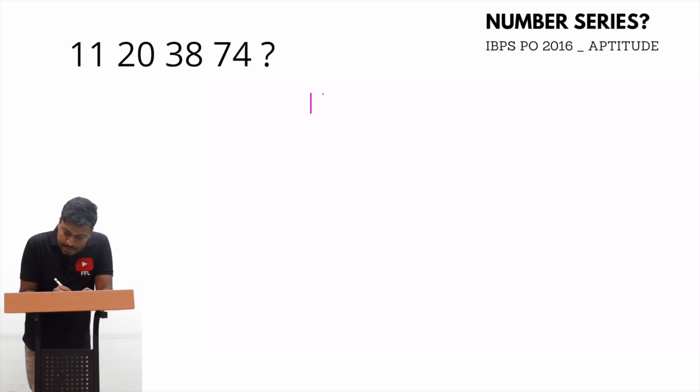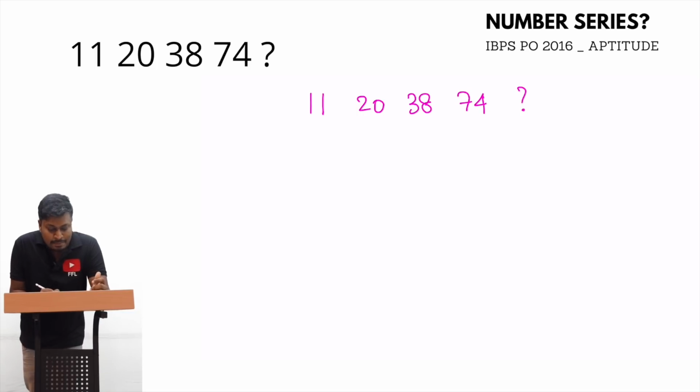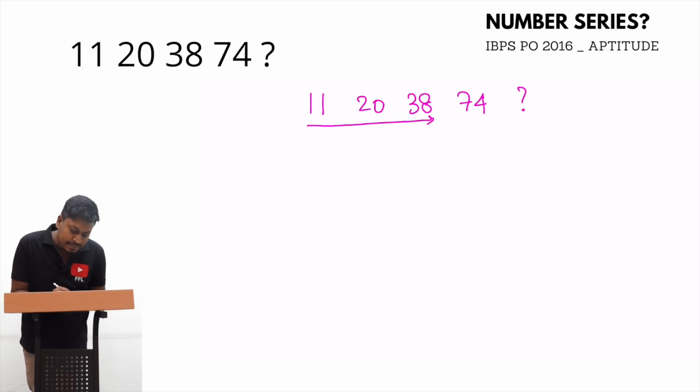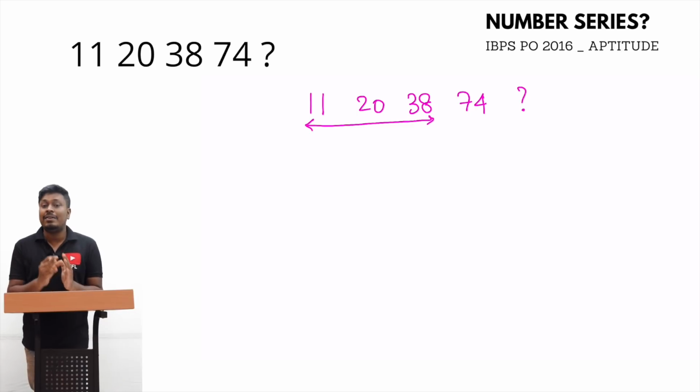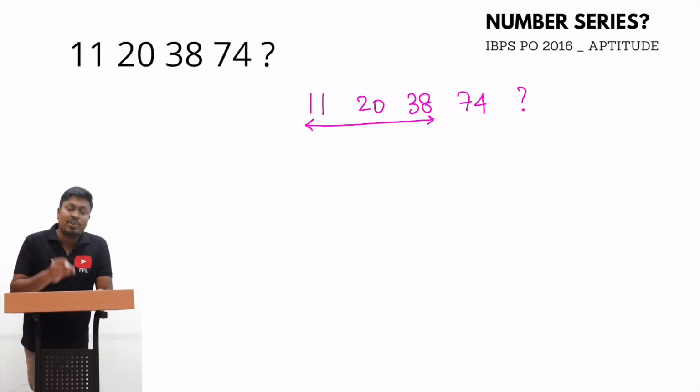11, 20, 38, 74 and question mark. So friends, number series is the topic which does not have any shortcut. Only if you practice more can you solve the question. But there is a small technique where you can guess the answer 90%. Just see here 11, 20, 38. By just taking the first 3 numbers, there is not a huge difference. If there is not a huge difference, then they won't multiply it.